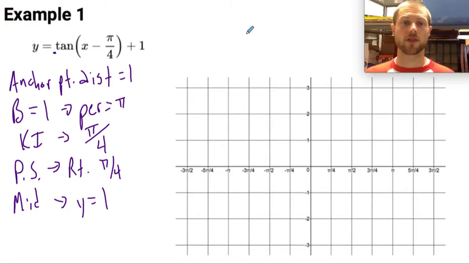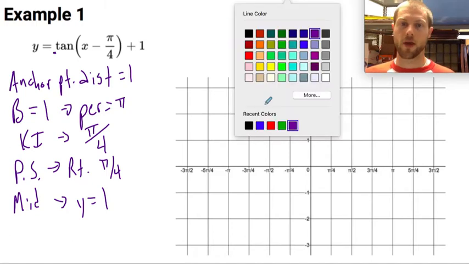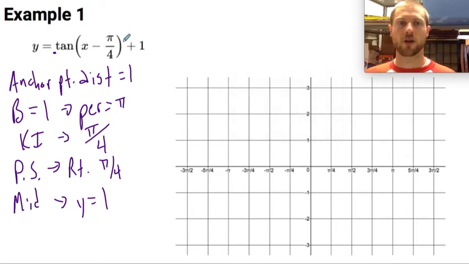Okay, so now I have the pieces that I need. I'm going to first start with my starting point. Kind of sounds appropriate. And let's put that down on the graph. So I'm shifting to the right pi over 4 and up 1. So normally I'm at 0, 0, and I'm going to shift to the right pi over 4 and up 1. That is my starting point.